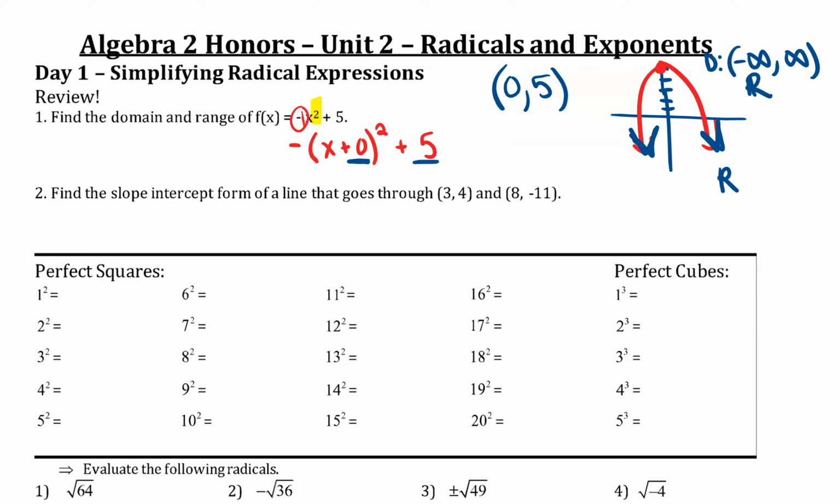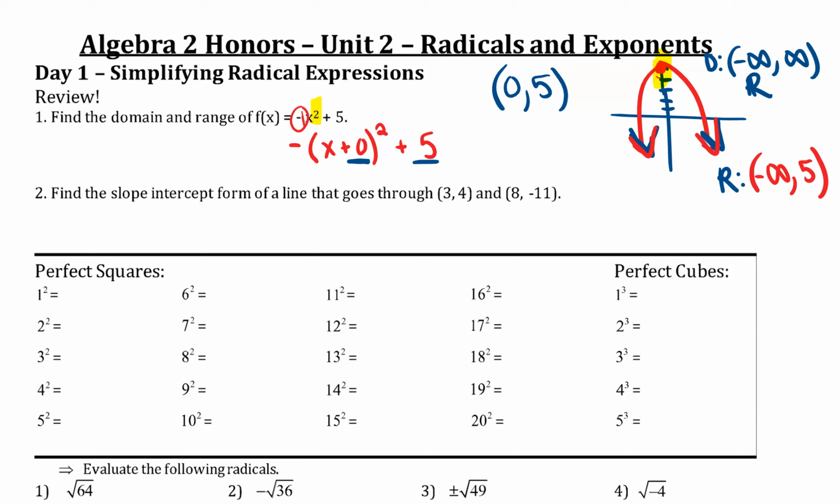The range is determined by how far up and down it goes. So I always start with how far down it goes. So it goes down forever, so that's -infinity. But then it only goes up to here. That's as high as it goes. It never goes past 5. So 5 is as high as it goes.